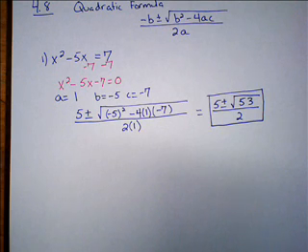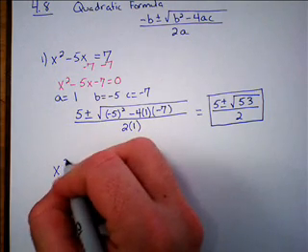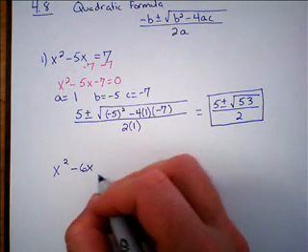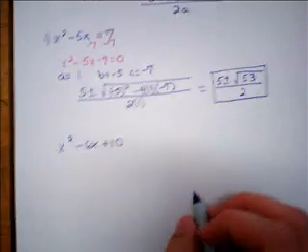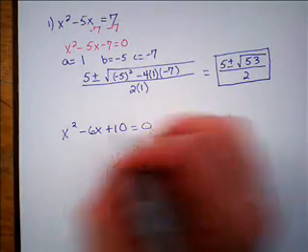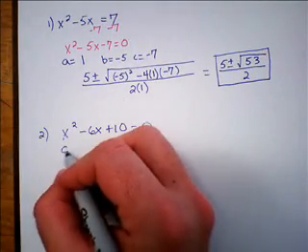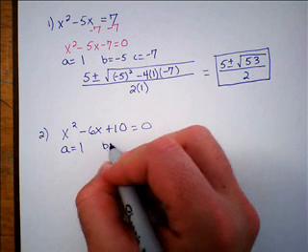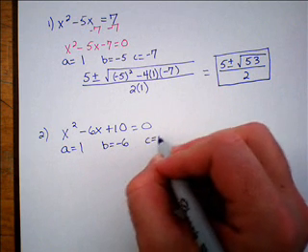Okay. Next style of problem, let's get one with an imaginary solution, and then we'll be finished with this section. Let's look at this one here. Let's say we had x squared minus 6x plus 10, set equal to 0, and we're solving. So your A is 1, B is negative 6, and C is 10.